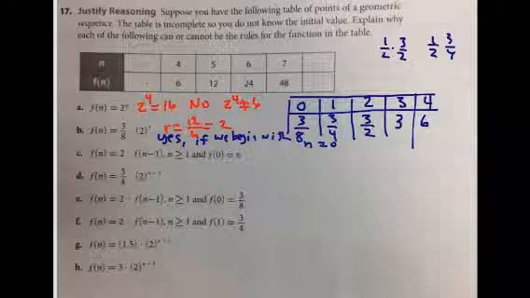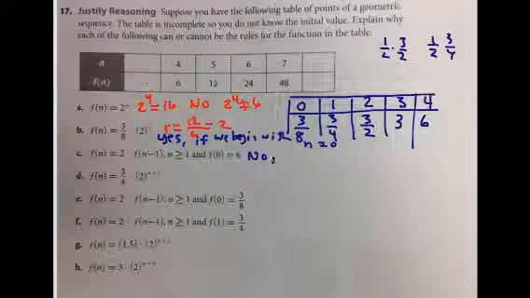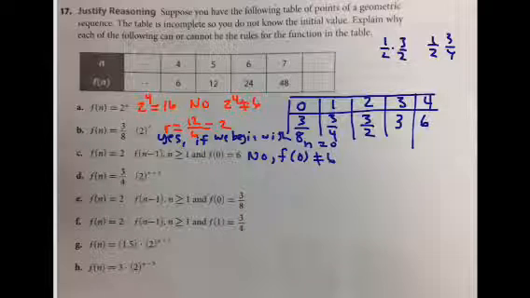For part C, we have f of 0 is 6. Well, right off the bat, right there, we see that it's not true, right? f of 0 does not equal 6, it equals 3/8. So this one is no, because f of 0 does not equal 6.